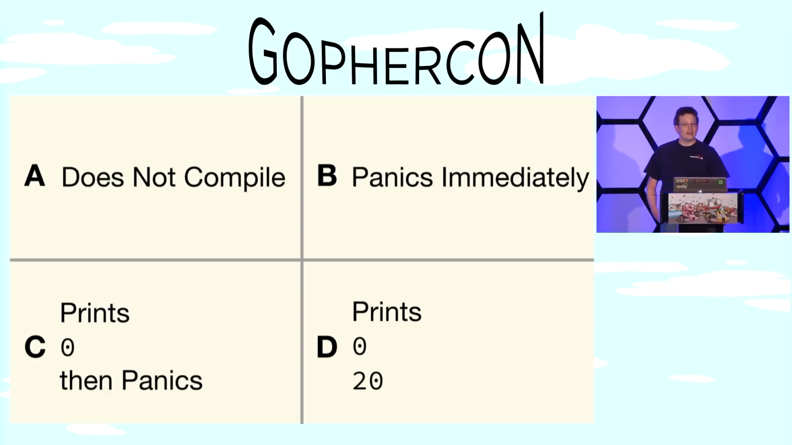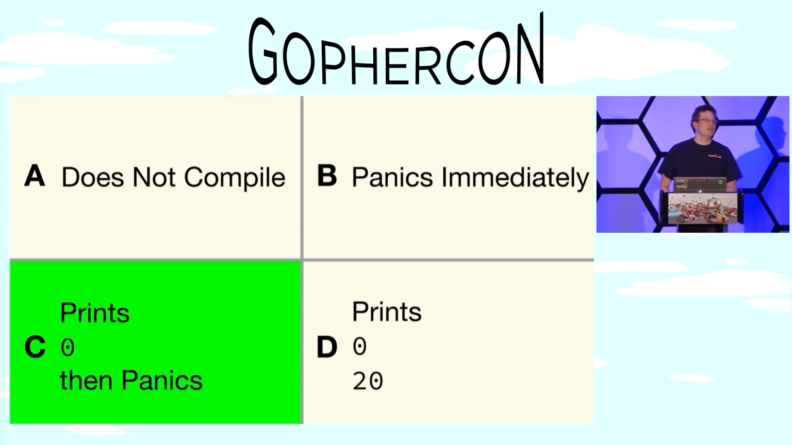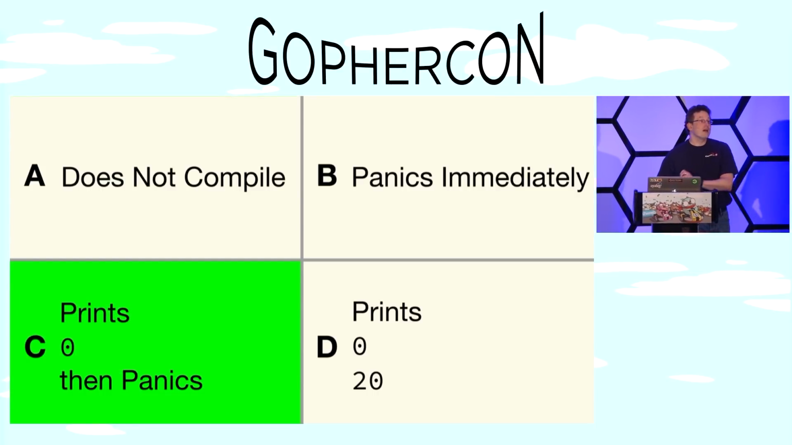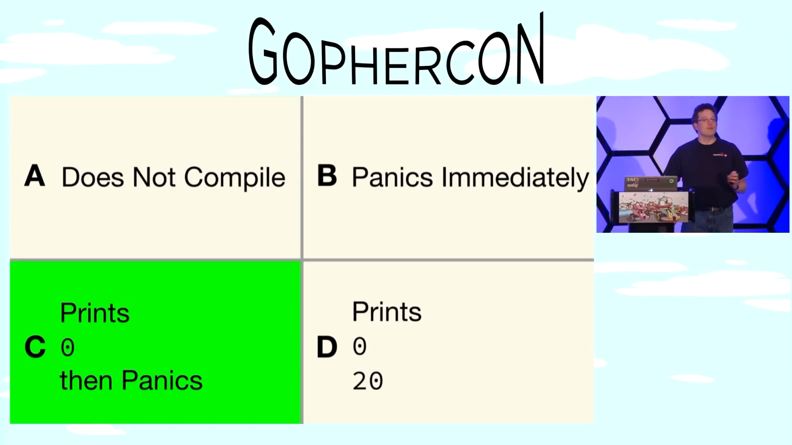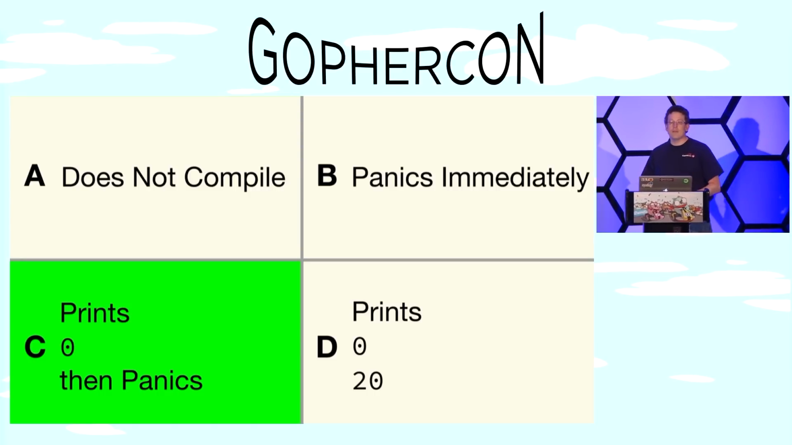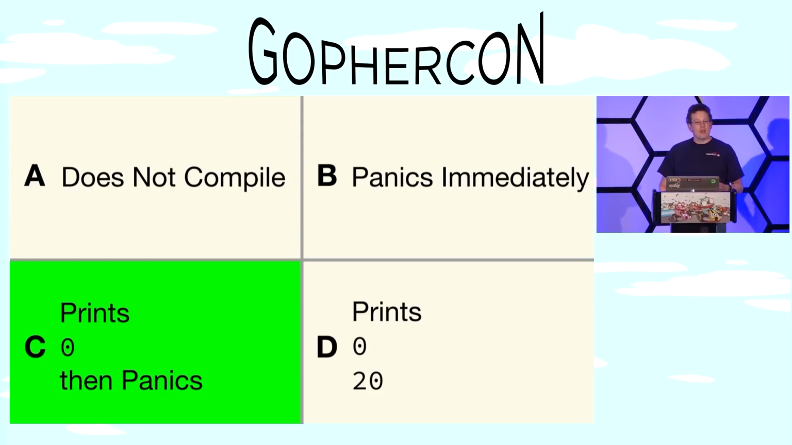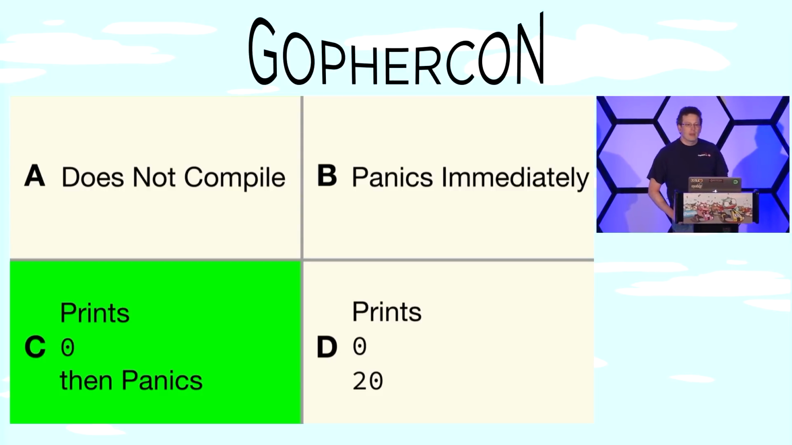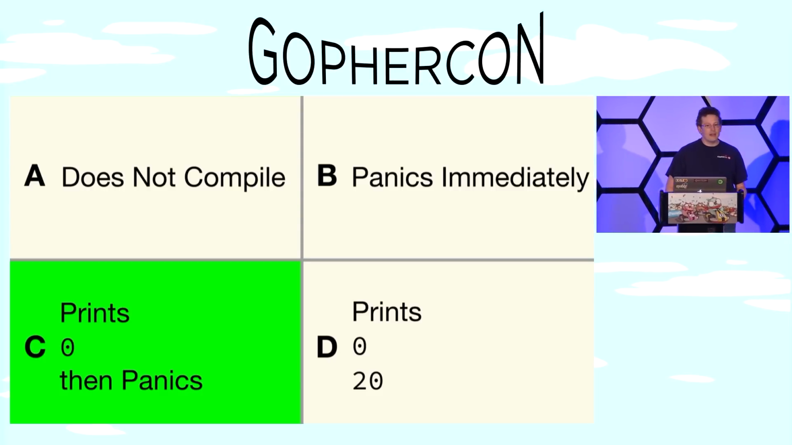All right, well, the correct answer is C again. It prints 0 and then it panics. Declaring a map variable with a var creates a nil map. And you can read from a nil map, and that gives you back the zero value for the map. But writing to a nil map causes a panic.